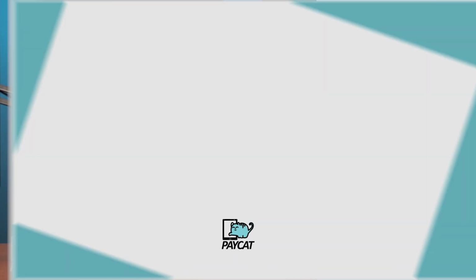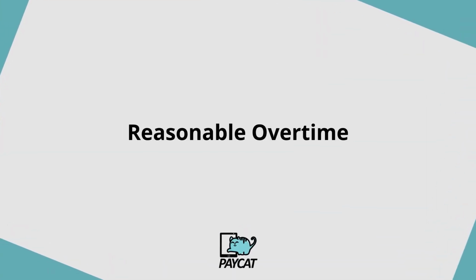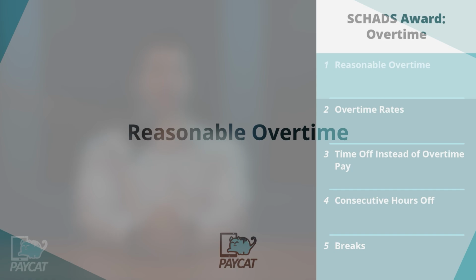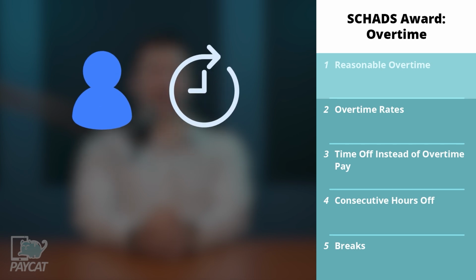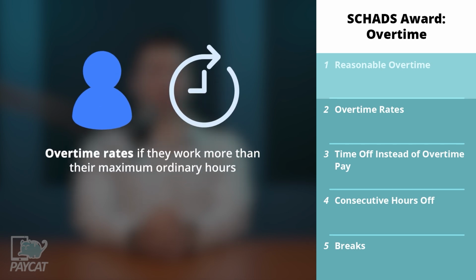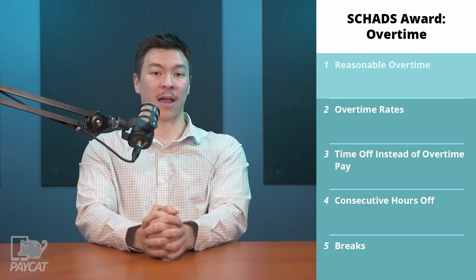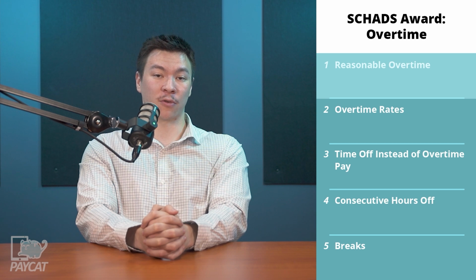Under the SCHADS award, you can ask an employee to work reasonable overtime. An employee must get paid overtime rates if they work more than their maximum ordinary hours. SCHADS shift workers don't have a set spread of hours, but if a day worker works outside their spread of hours, they should also receive overtime. So what is reasonable overtime?